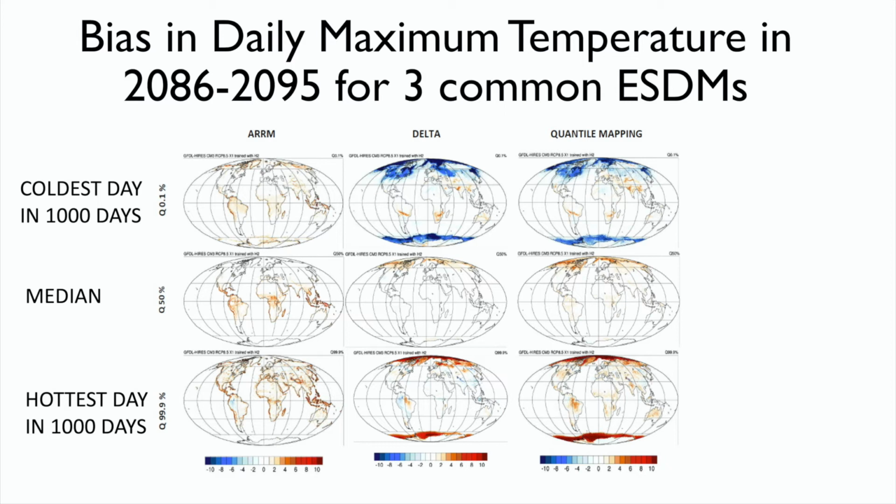Then the ARM method is a method that we developed about 10 years ago. It's a parametric quantile mapping method. And you can see that we do a lot better, except we have this really pesky bias around the coastlines.